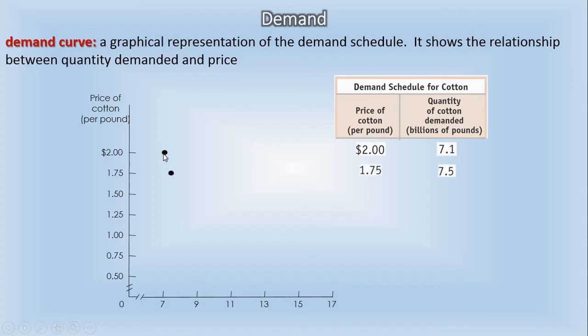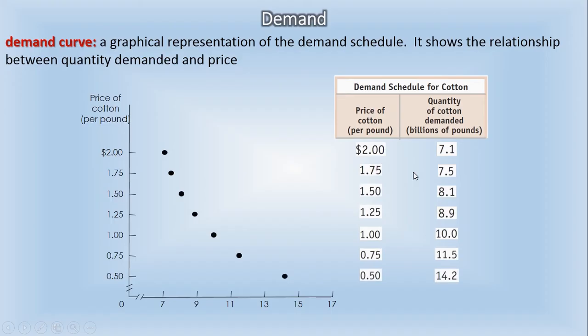Next one, $1.75, price goes down, quantity demanded goes up to 7.5. So 1.75, 7.5 is this point here that corresponds to this price quantity pair. And we can go all the way to the end of our demand schedule to plot the entire set of points, which we can then connect and therefore draw our demand curve.